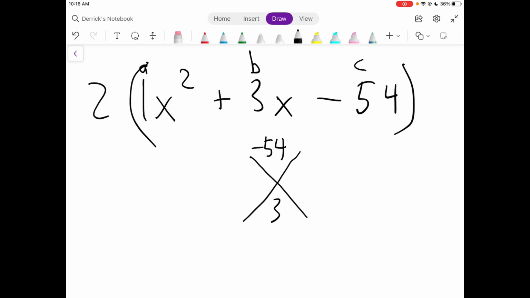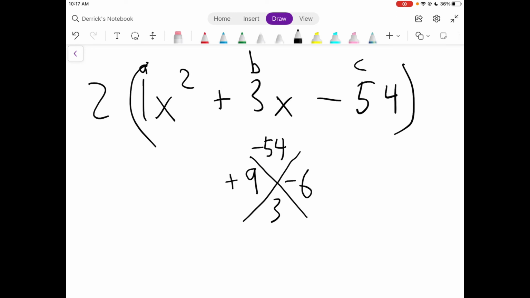If it has to multiply to negative 54, I know that means I have to have one positive and one negative number, because the only way you get a negative number from multiplication is if you have one positive and one negative. Which means really I'm looking for factors of 54 that have a difference of 3, as opposed to combining to 3. In this case, that would be 9 and 6. 9 times negative 6 is negative 54, and 9 minus 6 is positive 3.